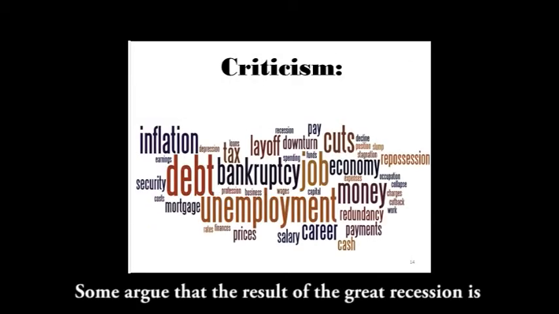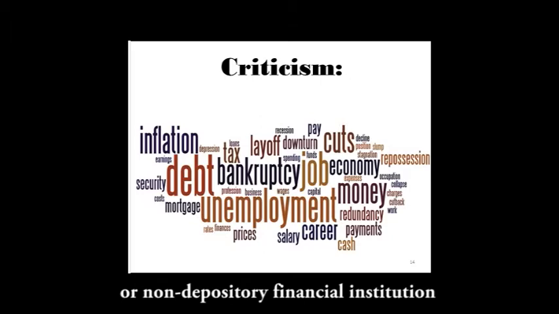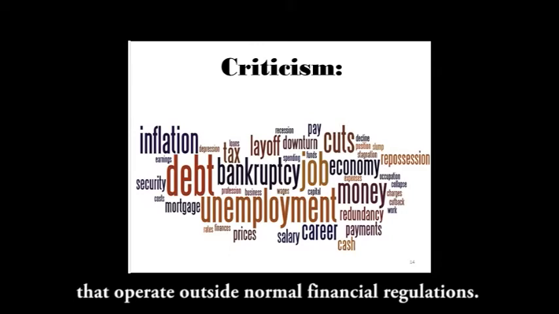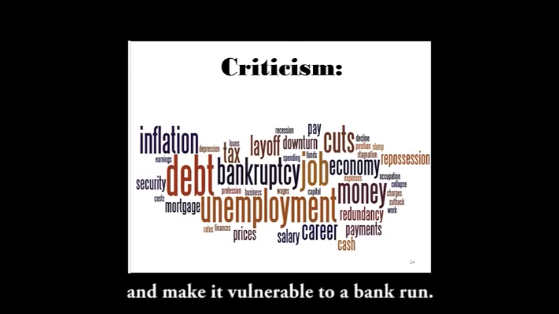Some argue that the result of the Great Recession is due to regulatory oversight of the U.S. shadow banking system, or non-depository financial institutions such as investment banks that operate outside normal financial regulations. It rivals the traditional depository banking system and makes it vulnerable to a bank run.